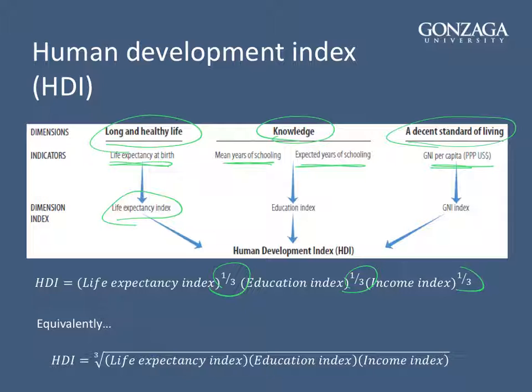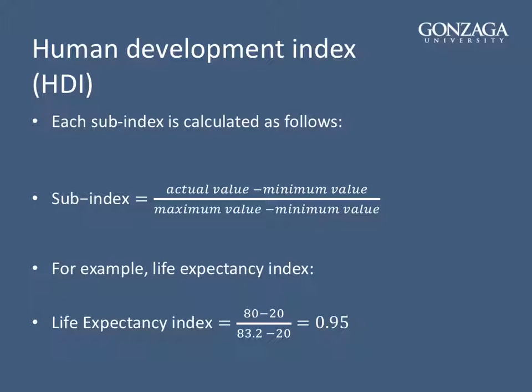So this is effectively another measure of development, right? It's a little bit different from income. And what you can look at is each of these indexes. So there is one for life, education, and income.